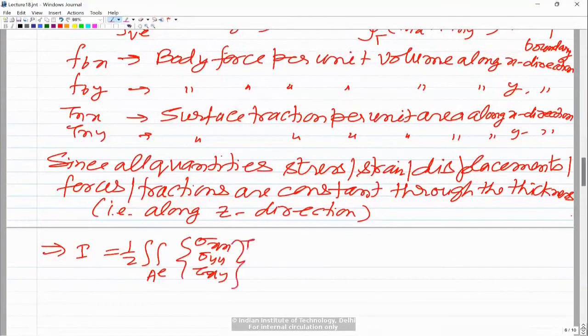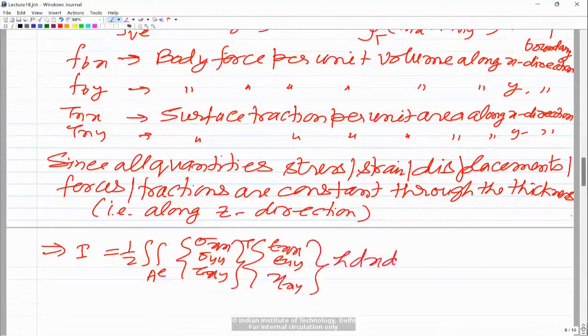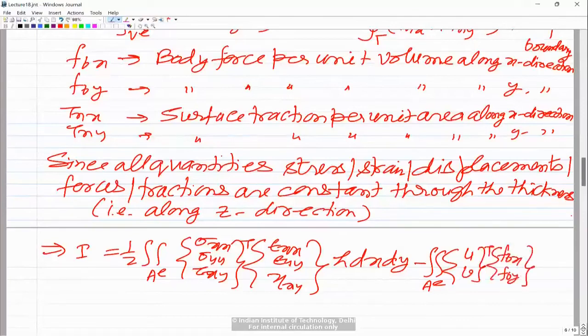The three terms in the strain energy we have, we can write it like this: epsilon xx, epsilon yy, and gamma xy. And then volume dV can be written h into dx dy. So this will give you the same thing. When you take sigma xx, sigma yy, tau xy transpose, it will give you sigma xx into epsilon xx plus sigma yy into epsilon yy plus tau xy into gamma xy, minus you have integration again over the area, and then you have u v transpose into f bx, f by. So this will also give you h into dx dy.